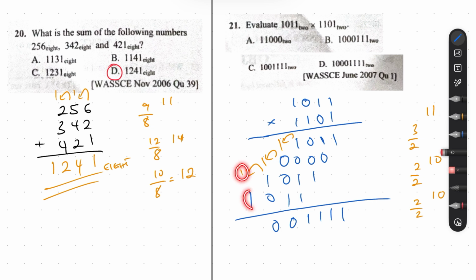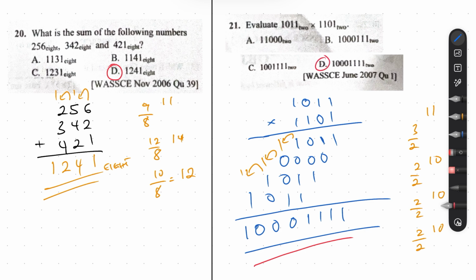Finally, this 1 plus 1 will give us 2 again. 2 in base 2 will give us 1 remainder 0. So finally, our answer will be what? We write our final answer here, 1 0. So this is our answer, 1 0 0 0 1 1 1 1, which is D.